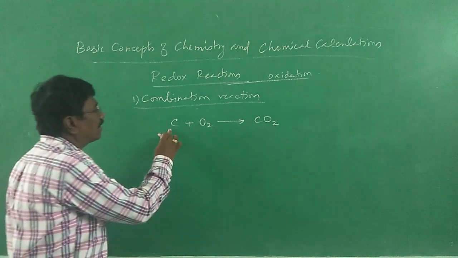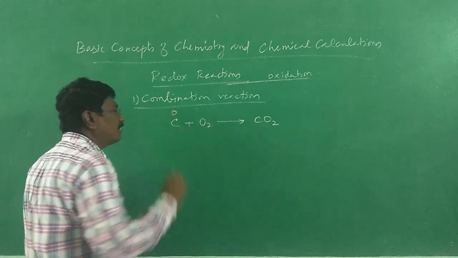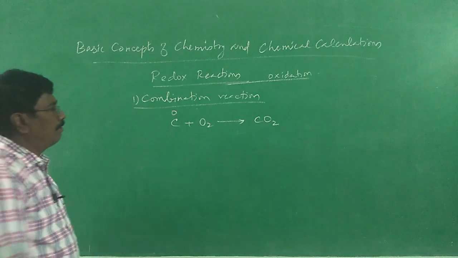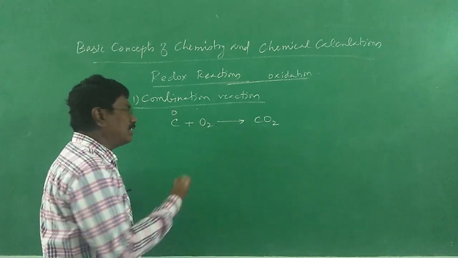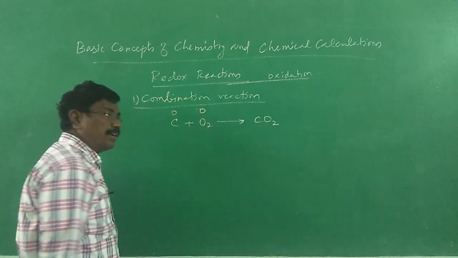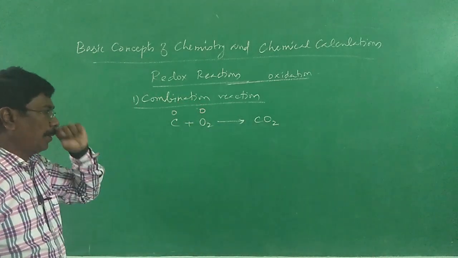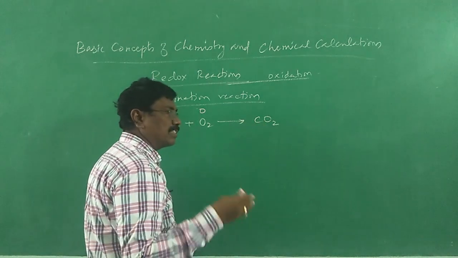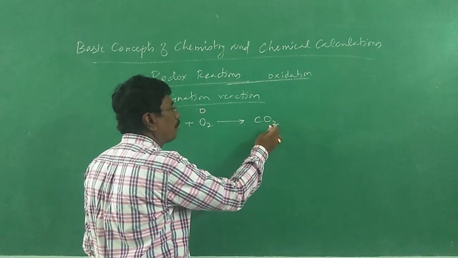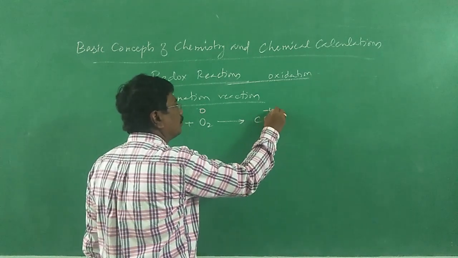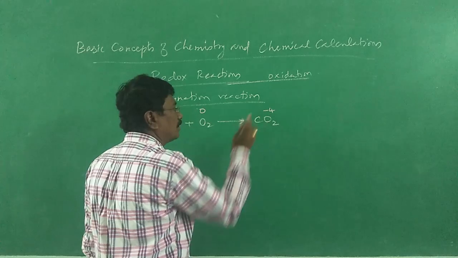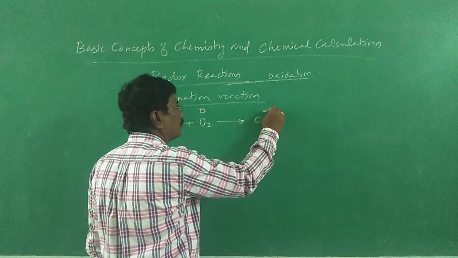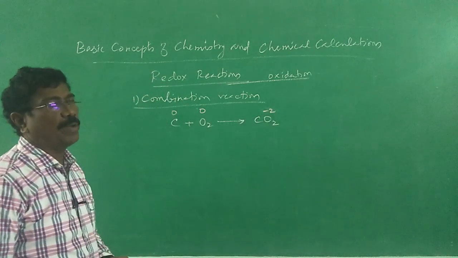What about the oxidation state of carbon? 0. Why 0? All elements in the elemental state have oxidation state 0. What about oxygen? It is a diatomic element, oxidation state 0 in the elemental state. In the compound, for oxygen it is always -2, of course except in peroxide, superoxide, etc. Here -2, 2 into -2 is -4, total charge -4. Oxidation state for oxygen is -2.